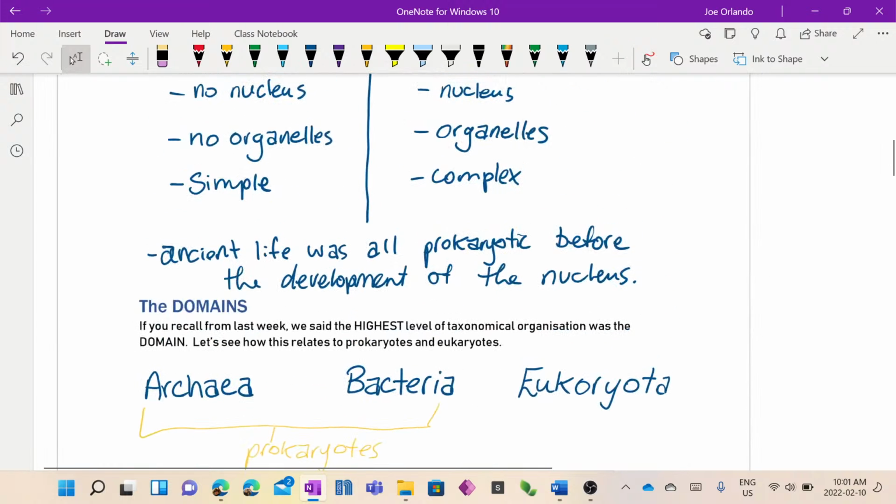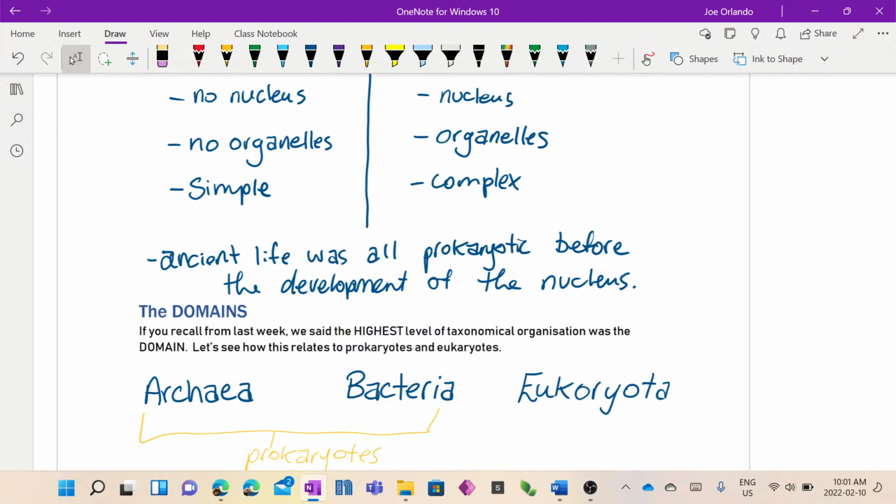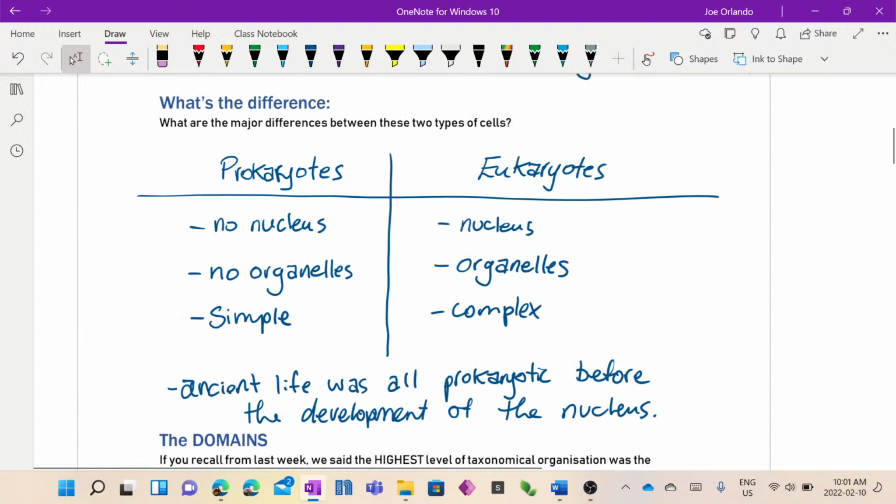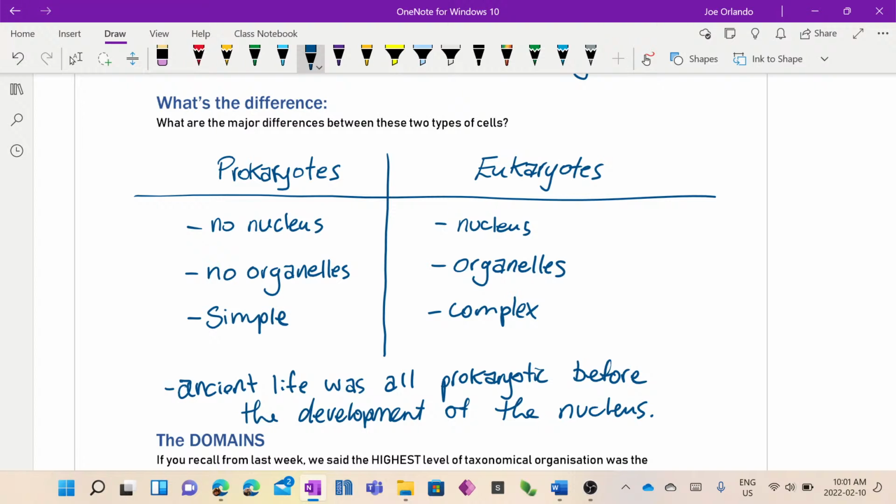So that's our first level: archaea, bacteria, eukarya. That way, really quickly, when you look at something's taxonomy, you instantly know something about its cells. And I want to go add something to this. Prokaryotes, because they are simple, are always unicellular.